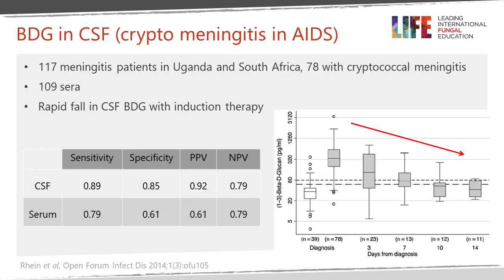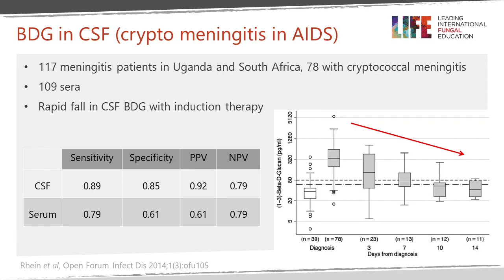BDG has also been used in patients with cryptococcal meningitis, and as you know, there's not very much BDG produced by Cryptococcus. Nonetheless, in this study from Uganda, the 109 sera usually had a positive result with a sensitivity of 0.79, but a lower specificity of 0.61, which you'd expect because these patients usually have multiple other factors and sometimes have pneumocystis pneumonia or other disease alongside cryptococcal disease.